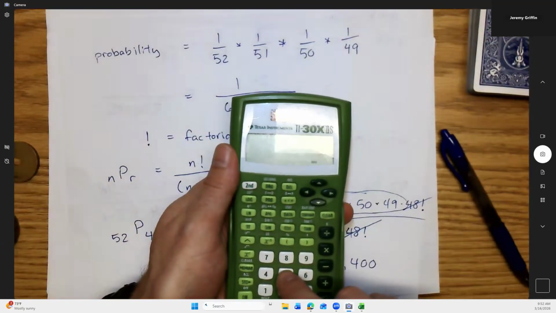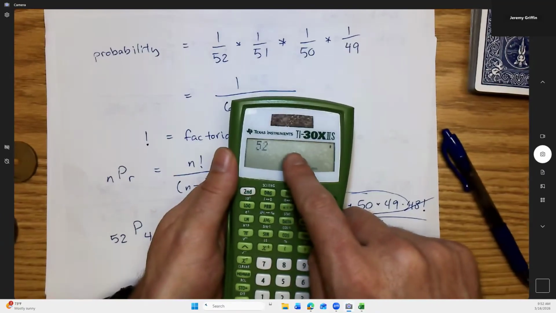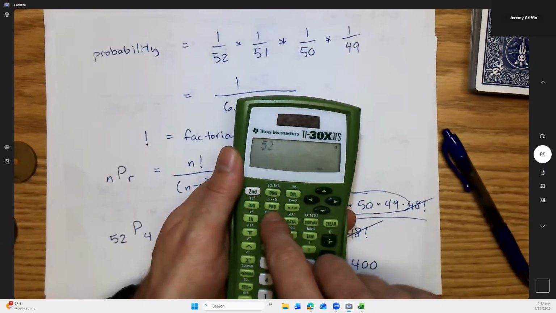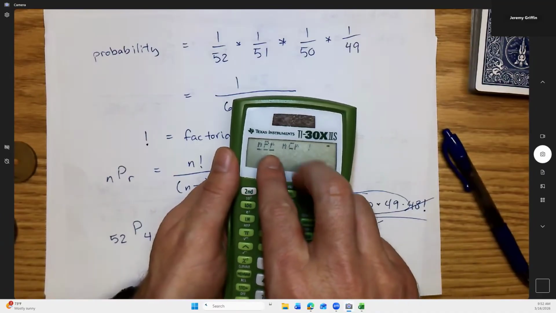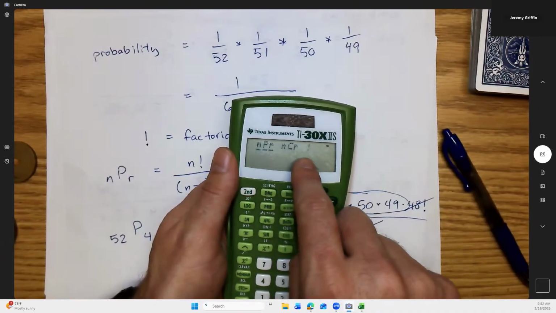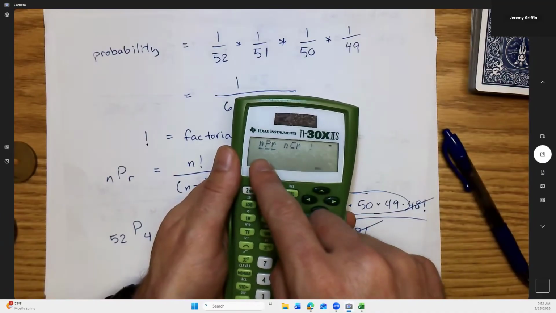So guys, press your calculator. Type 52, as in 52 cards in a deck. Then go to this button that says PRB. You see PRB? There's permutations, there's combinations, and there's factorial. Let's start with permutations.